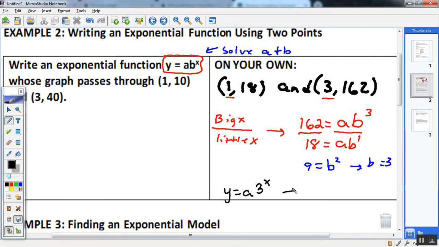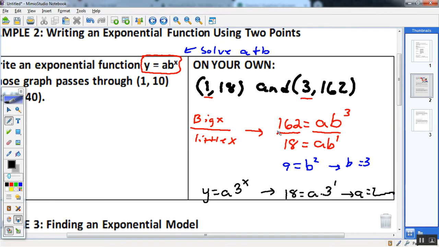If I choose the point 1 comma 18 to put in, what are you going to plug in for y? 18 equals the a value we're trying to solve for times 3 to what power? Well, what is 3 to the first, kids? So this is really 18 equals 3a, isn't it? Sorry, that's the number 9 up there. It looks pretty bad, but you get it, right? Isn't this 3a on the right? If 3a is equal to 18, what does that force the a value to be? 6.